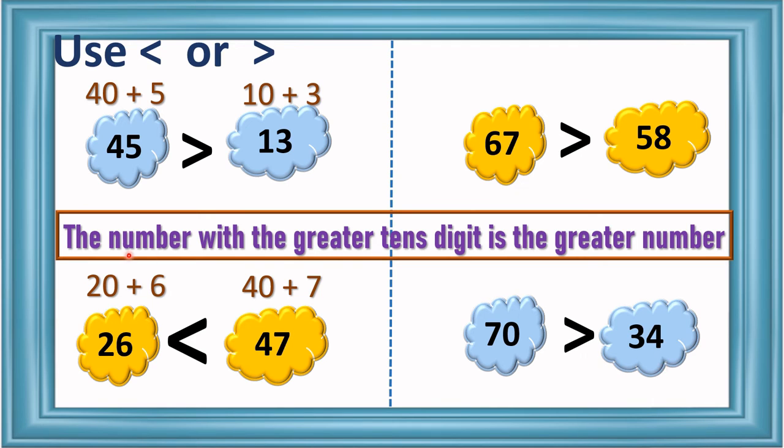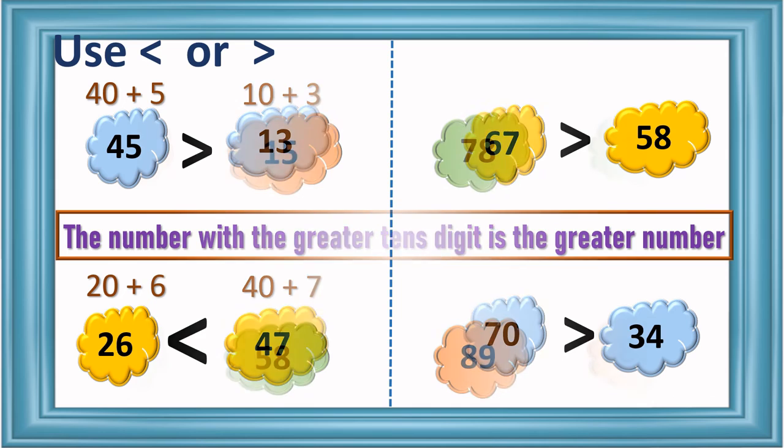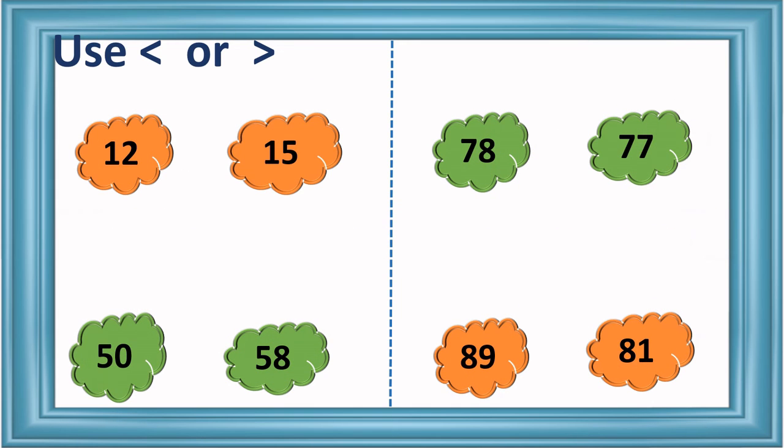Very nice. Remember this rule. It will help you to use the smaller than or greater than symbols quickly. Here you can see some more numbers. What happened? Here the tens are same. 12, 15. 50, 58. 7 tens, 7 tens. 8 tens, 8 tens.